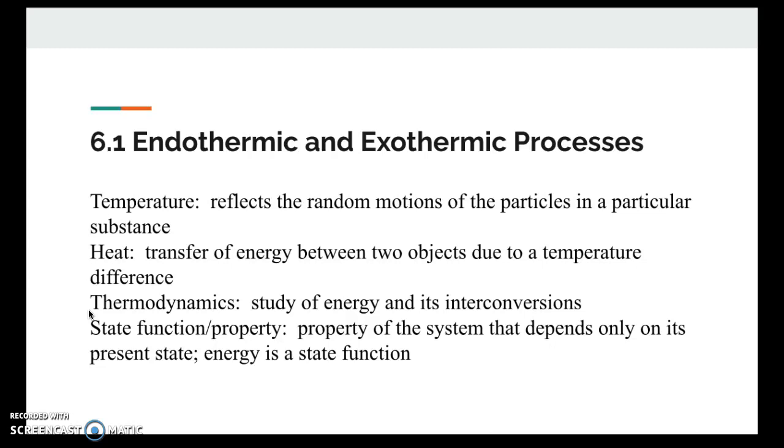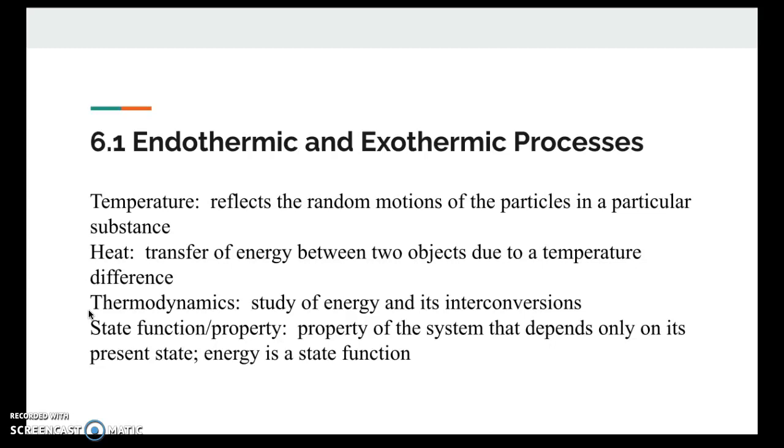And then heat. Heat is defined as the transfer of energy between two objects due to a temperature difference. And the heat is always being transferred from the warm object to the colder object. We cover that later on, so that's not something you have to write down right now. And then thermodynamics, that term means the study of energy and its interconversions.